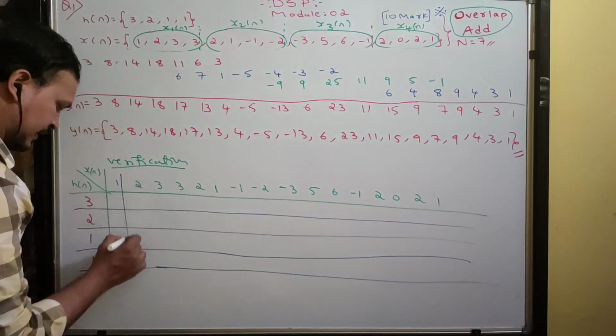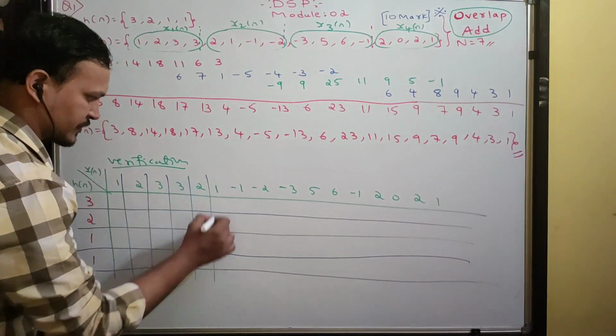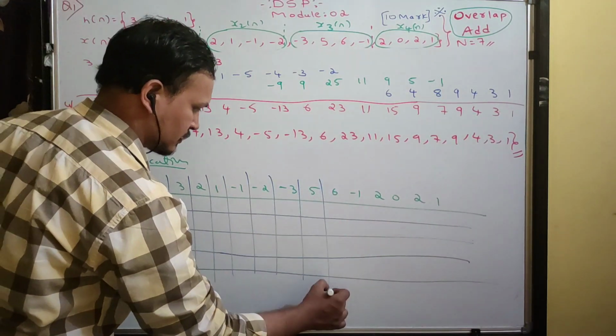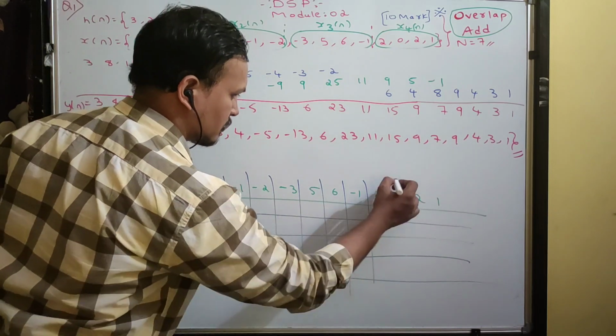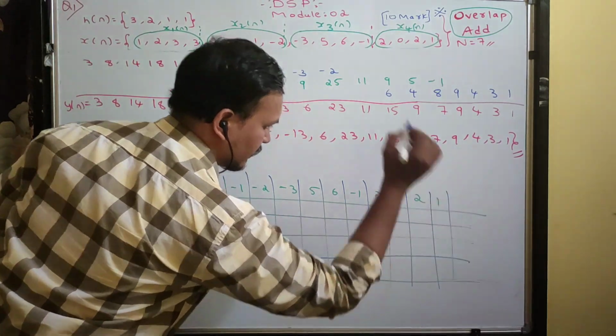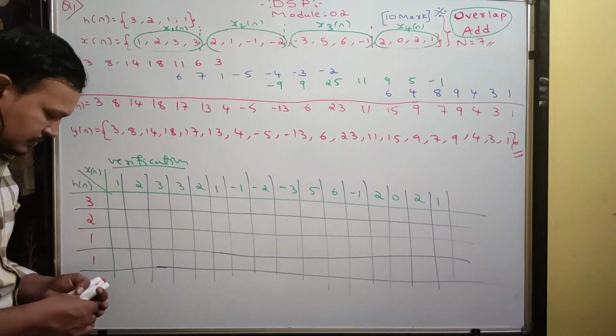Okay, then write vertical lines. Make it boxes, rows and columns. So we are going to fill values inside that. Okay, here it ends. See now, do the direct multiplication.